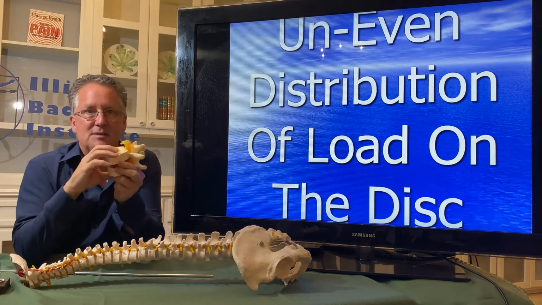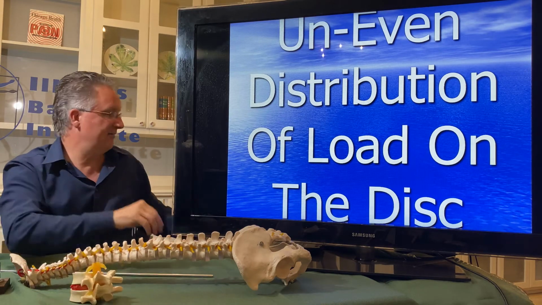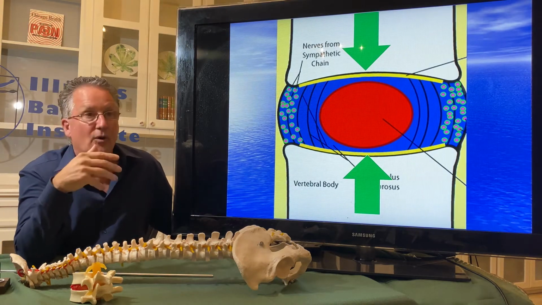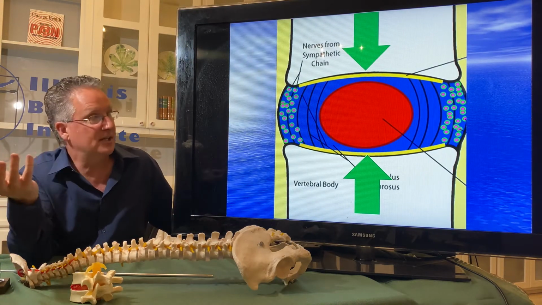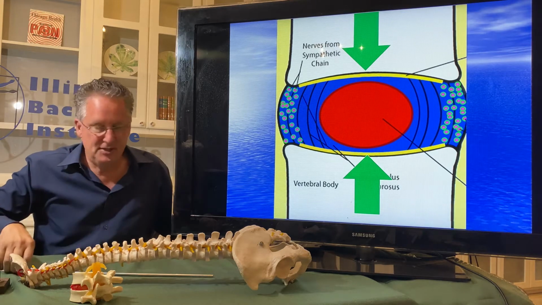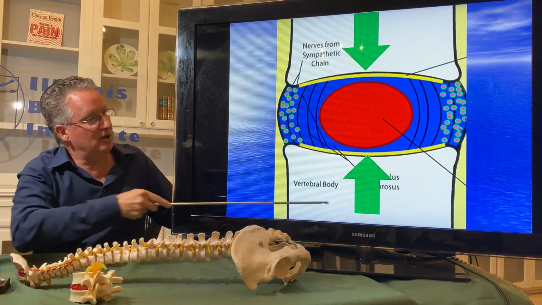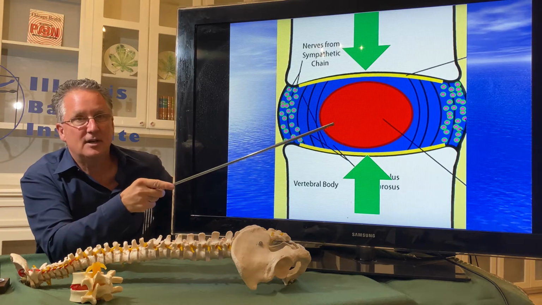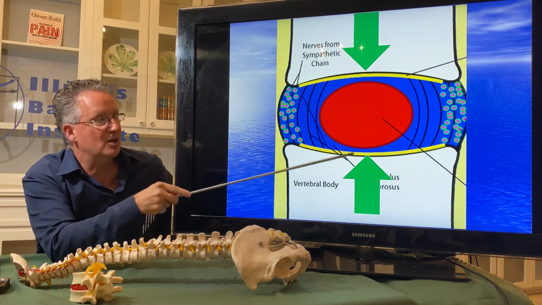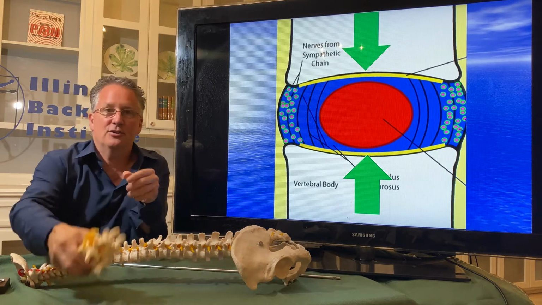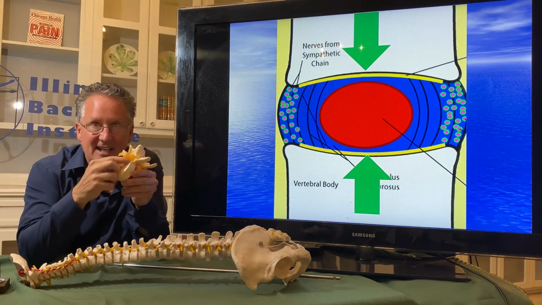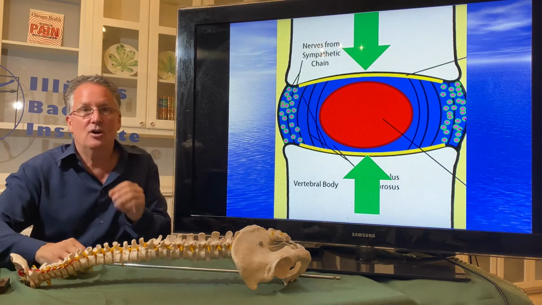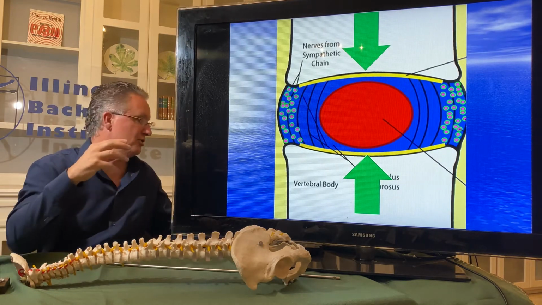How is the disc being loaded? What are your everyday activities that are maybe overloading it, or in some cases underloading it, where you're taking the pressure off? But it's the distribution of the load. When the load goes directly through the center, the disc is like a jelly donut. The distribution of the load is even in all directions. You want it even in all directions. It's the uneven load that starts to cause you the trouble.